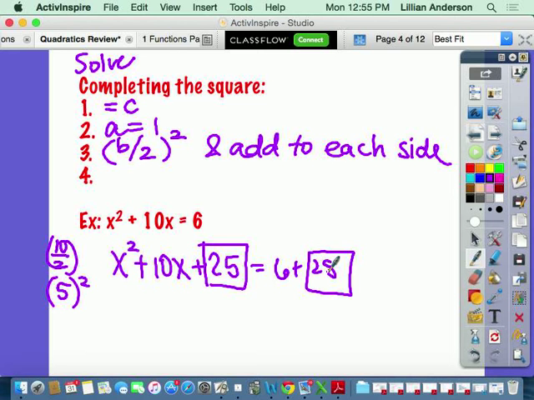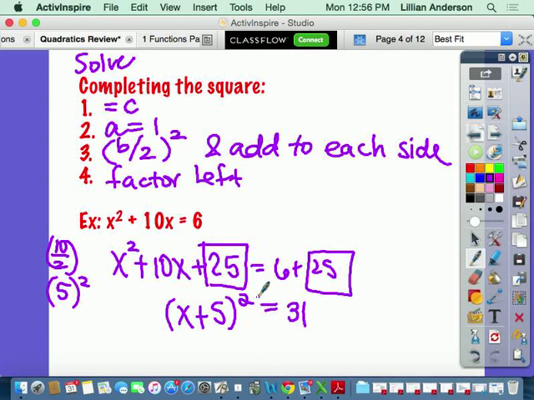Now what do you do? Then you add 25 to get the right side. What do you do to the left side? You factor, because the left side will always form a perfect square trinomial. What is this when you factor? x plus 5 times x plus 5, which is the same thing as x plus 5 squared. And then you just solve from here.